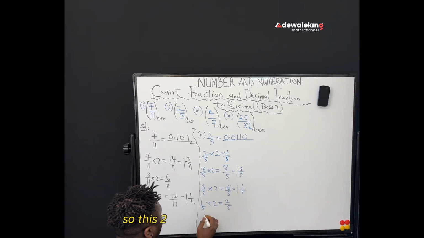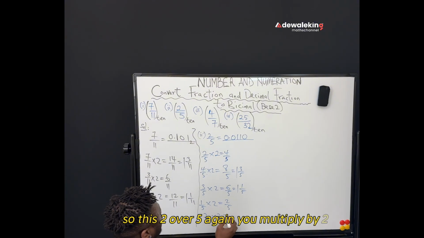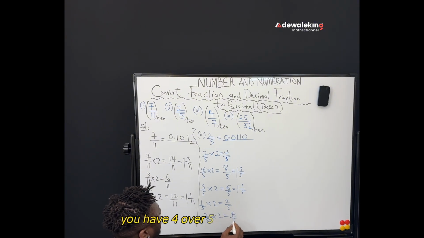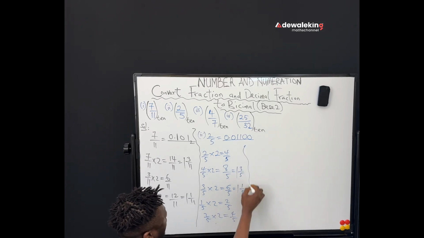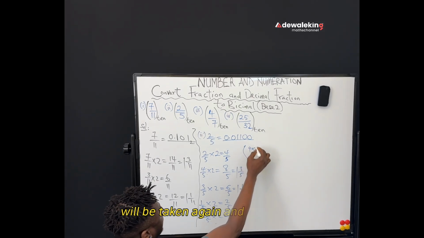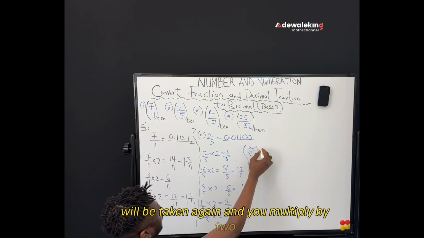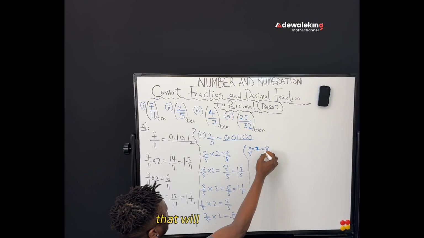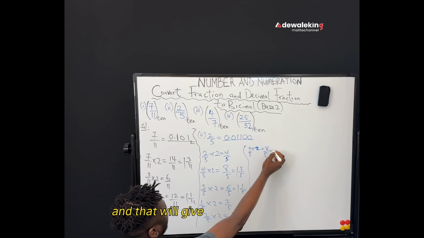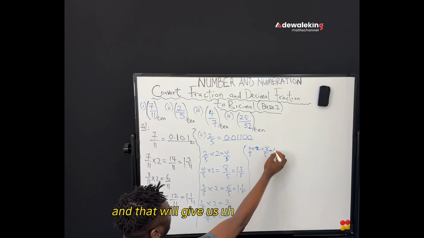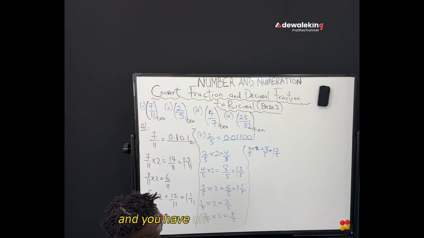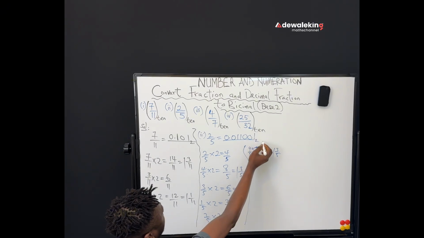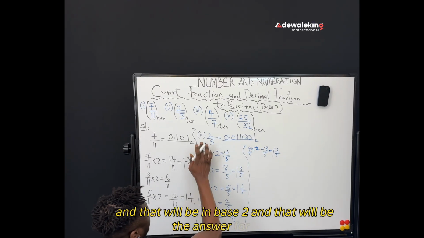So this 2 over 5 again, you multiply by 2, you have 4 over 5, and that will still be 0. The 4 over 5 will be taken again, and you multiply by 2, that will be 8 over 5, and that will give us 1 whole number 3 over 5, and you have 1 as a whole number. You have it here, and that will be base 2, and that will be the answer for number 2.